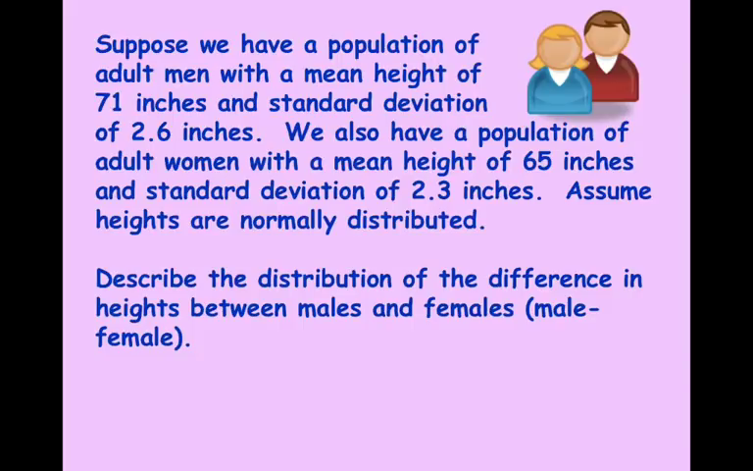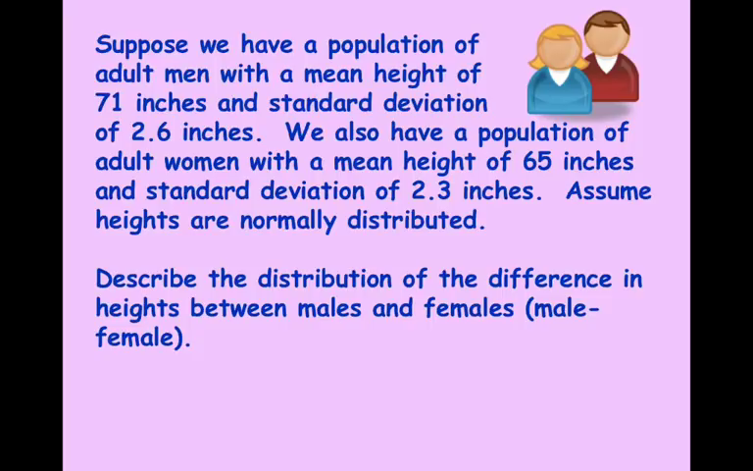Let's say we have a population of adult men with a mean height of 71 inches and a standard deviation of 2.6 inches. And let's say we also have a population of adult women with a mean height of 65 inches and a standard deviation of 2.3 inches. I'm telling you here to assume that the heights are normally distributed. So let's describe the distribution of the difference in heights between male and female adults.